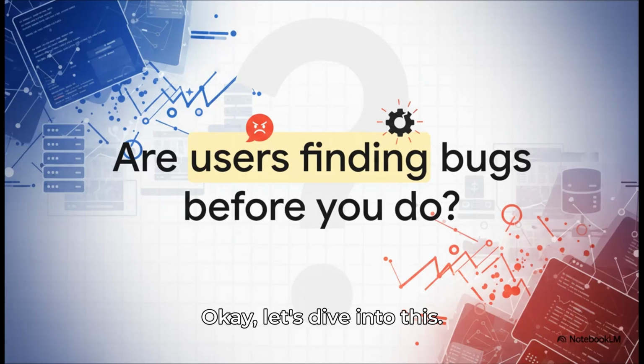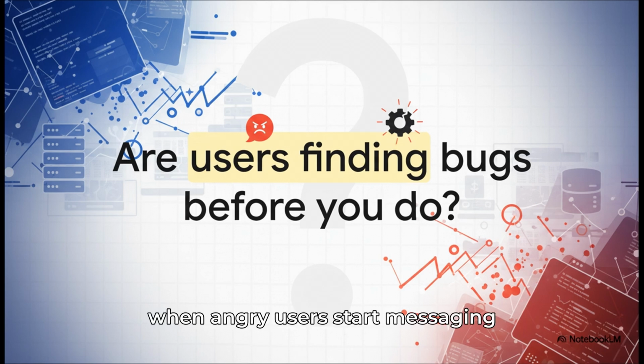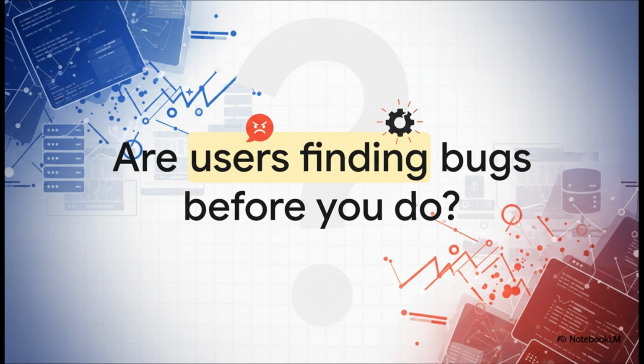Okay, let's dive into this. It's a relatable nightmare scenario for, well, almost anyone in site reliability or DevOps. You spent literally weeks building these beautiful, comprehensive dashboards. They're totally loaded with metrics, logs, traces, the whole 9 yards. But here's the problem. You still only find out about massive system failures when angry users start messaging your support team. So, why does that happen?